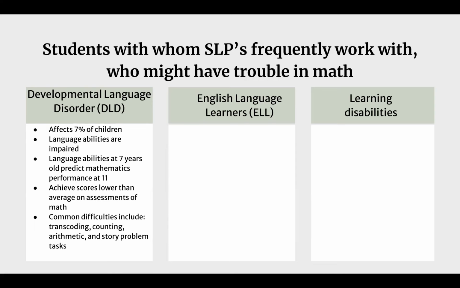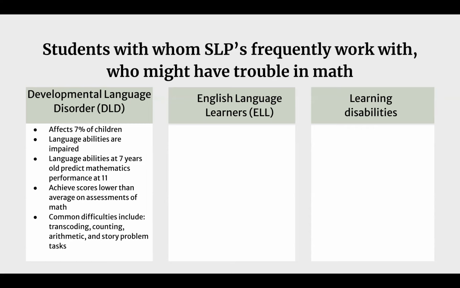In a longitudinal study, the language skills of children with DLD at 7 years old were found to be indicative of their later mathematics performance as reported by their teachers at 11 years old. Other studies have found that children with DLD obtain lower scores on curriculum assessments of math compared to the national averages. Clearly, there is a strong association between language impairment and math skills.